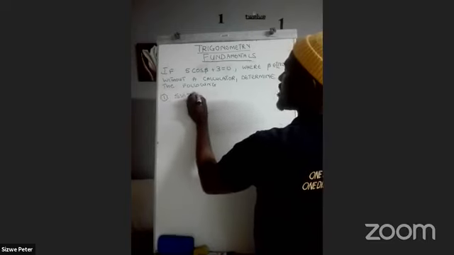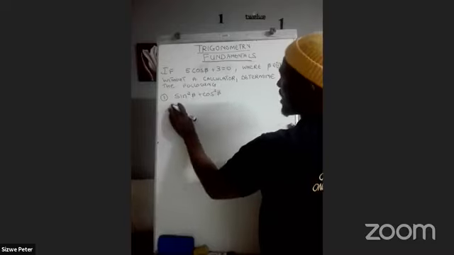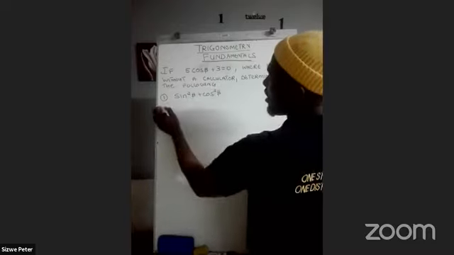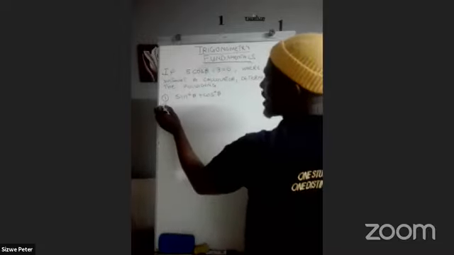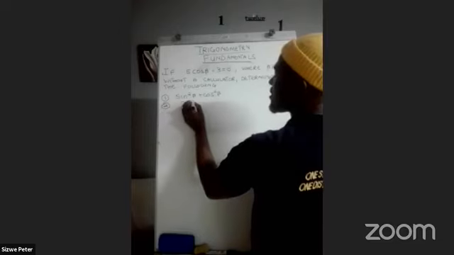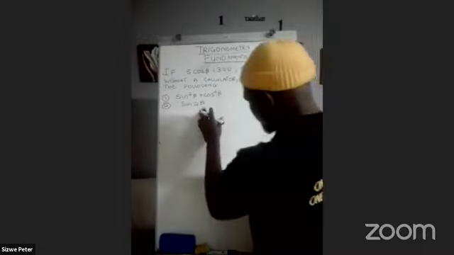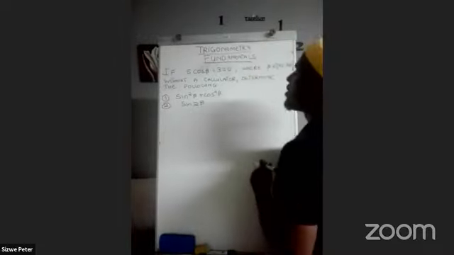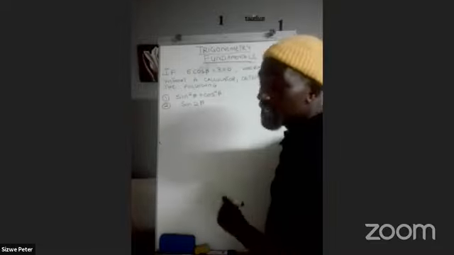Number 1, sine squared beta plus cos squared beta. I know this is going to be 1, but you must use this information. Number 2, sine 2 beta. I need to calculate these two without a calculator.